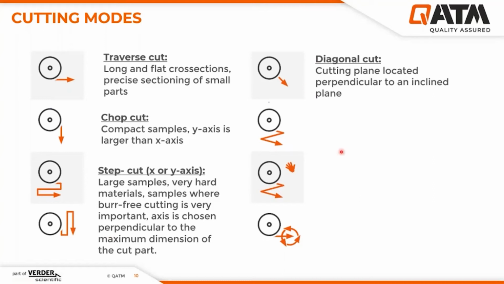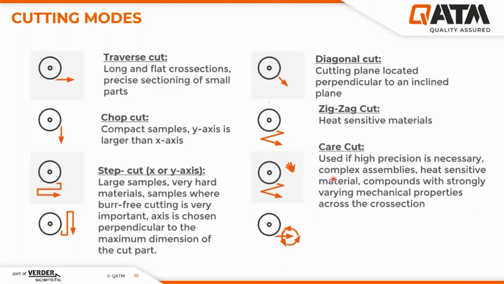The diagonal cut is very special. It's only applied if we have to cut through an inclined plane. In this case, we cut perpendicular to this inclined plane. The zigzag cut is an automated cutting mode for heat-sensitive materials, which also tries to minimize the contact area while enabling a quite nice coolant flow. The care cut is the semi-manual alternative to the zigzag cut.